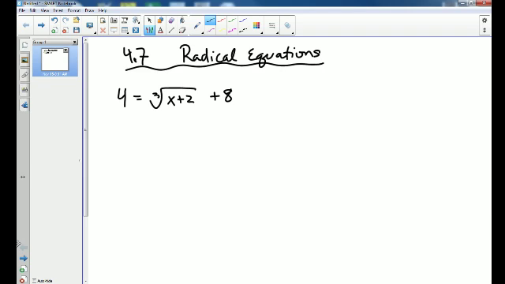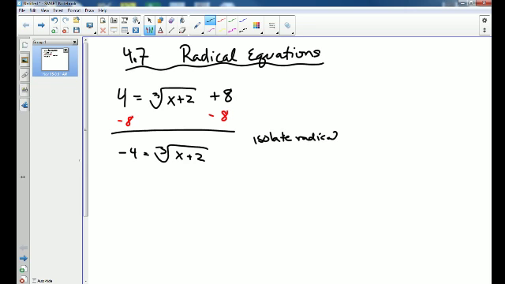So right now, we're not going to cube it because we have two common terms here, like terms, so we need to combine first. So we're going to subtract 8 first. So we have -4. So isolate the radical. That's your first thing to do, if you can.